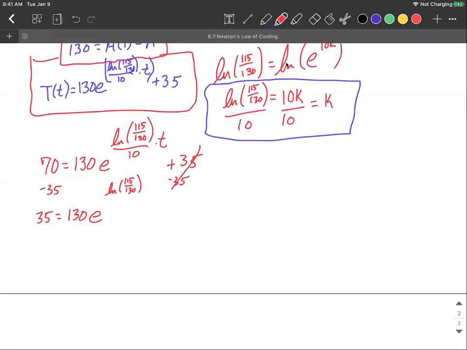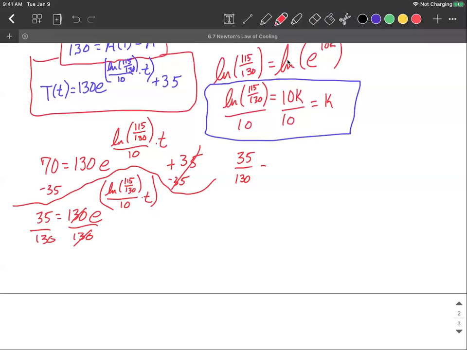And I know this is a very involved problem. That's why I wanted to do it together, though, just to make sure you see all these steps. All right, next up, we want to isolate the e to the power. And all of this is up in the exponent. So let's divide by 130. These 130s will go away. So we end up with 35 over 130 equals e raised to the natural log of 115 over 130 all over 10 times t.